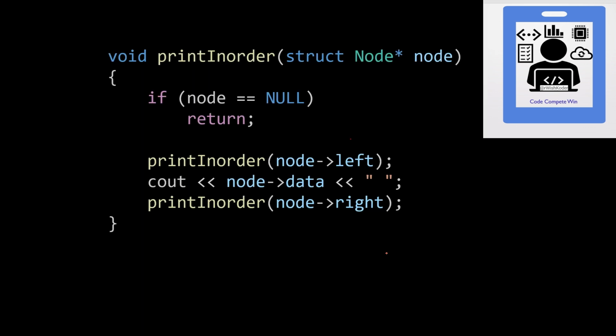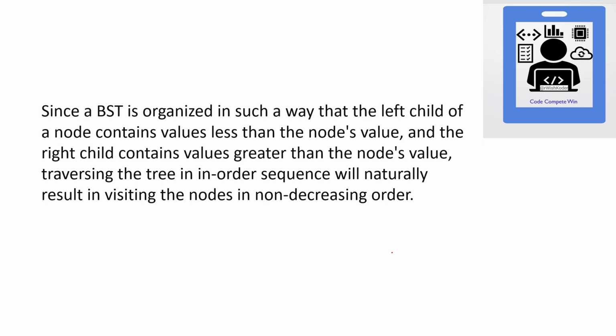Here is the code for in-order traversal. As you can see, there is one base condition which indicates if the node is null, then return, and if it is not null, then we start visiting its left subtree, and then we print the data inside this node, and then we start visiting the right subtree. When we do the in-order traversal of a binary search tree, we get the nodes in non-decreasing order.